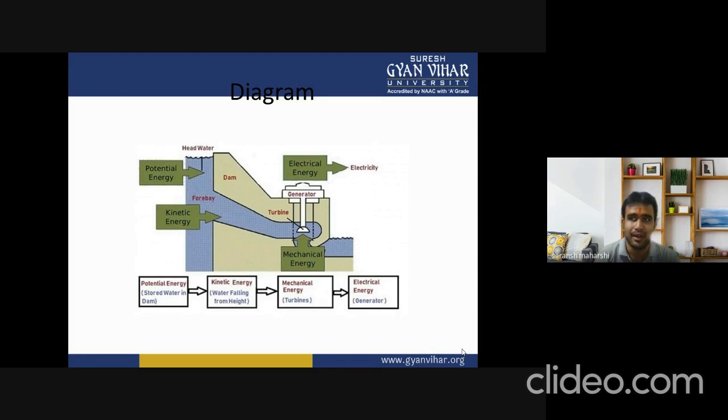Mechanical energy, and then mechanical energy is converted into potential, and potential energy is converted into electrical energy, and electrical energy is converted into output. Then, which is also called potential energy, where stored water in the dam, kinetic energy, falling from height.